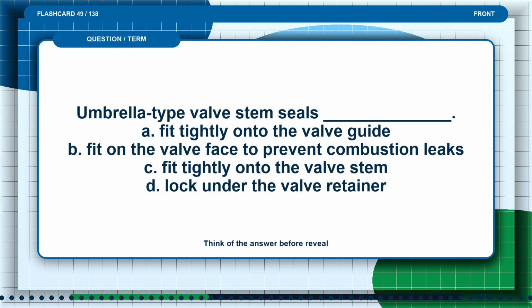Flashcard 49. Umbrella-type valve stem seals: A. fit tightly onto the valve guide, B. fit on the valve face to prevent combustion leaks, C. fit tightly onto the valve stem, D. lock under the valve retainer. Pause and think of the answer before the reveal.